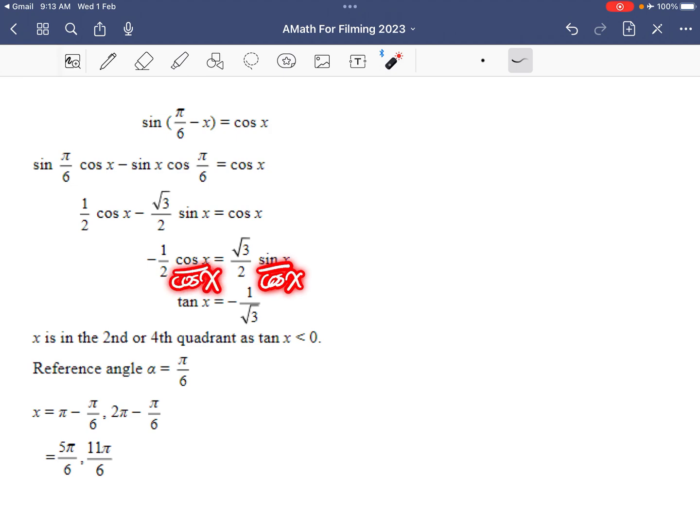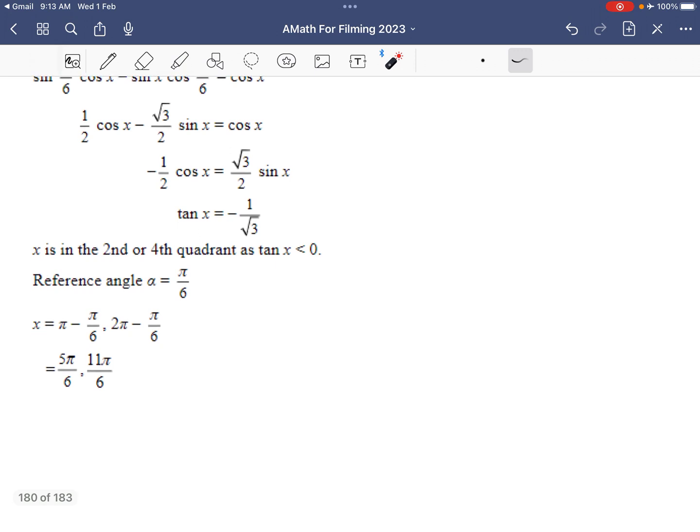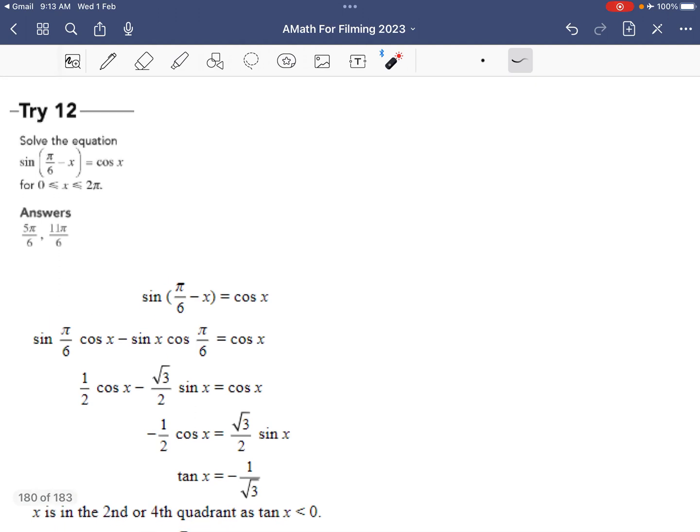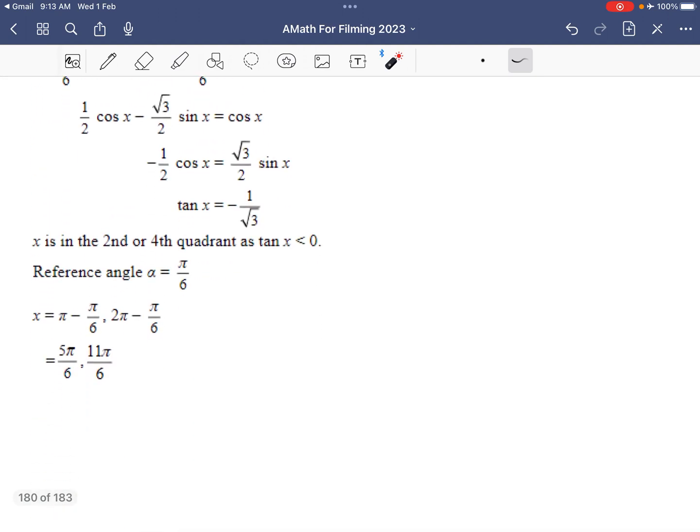How do we get this portion here? We will divide by cosine x and divide by cosine x, and I achieve tangent x is negative 1 over root 3. So if you find negative 1 over root 3, your reference angle, if you press it in degree mode, you find that it's actually 30 degrees, or in radians, it's actually pi over 6 radians. Since my tangent is negative, tangent is negative means that you appear in the second quadrant and the fourth quadrant.